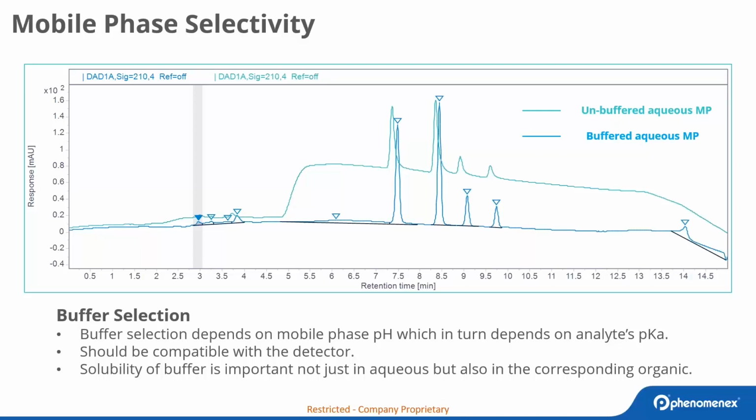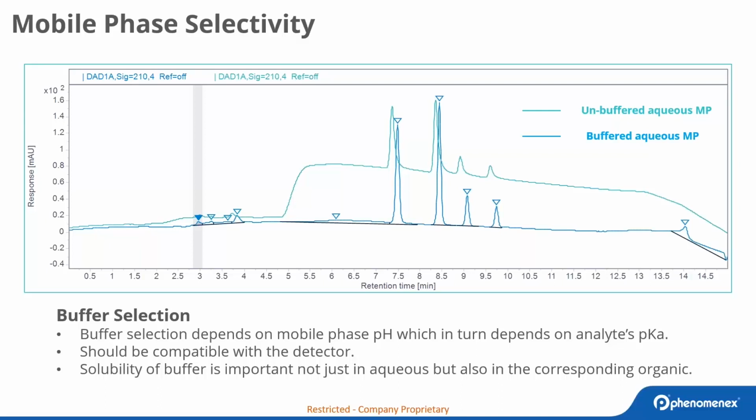So buffer selection depends on the desired pH of the mobile phase, which in turn depends on the pKa values of the analytes of interest, or the ones that are giving problems. Thus, ideally, you should choose a buffer which has its pKa value close, within 2 pH units of the pH of the mobile phase that you're using. The buffer should always be compatible with the detector. That's an important thing not to forget, right?